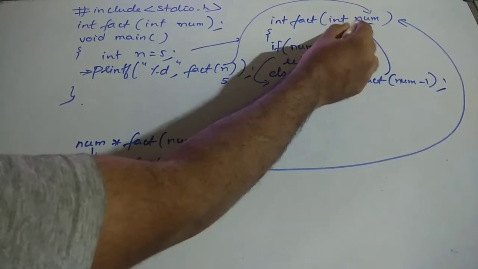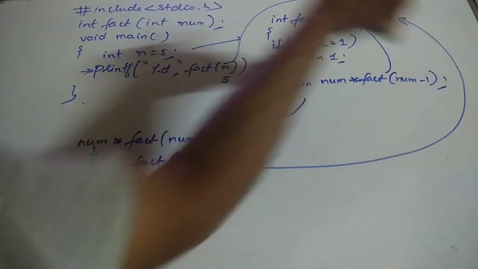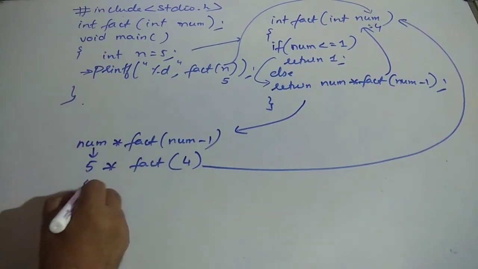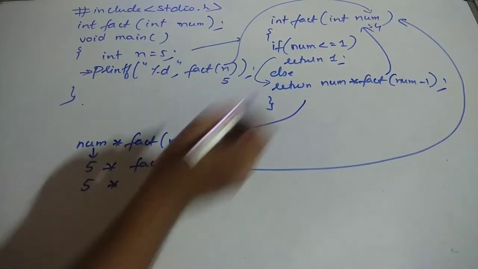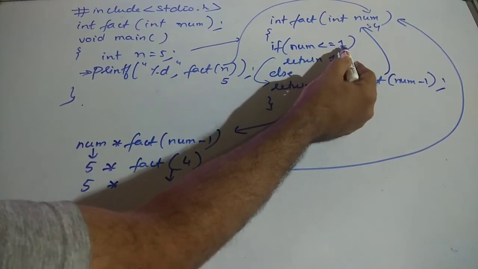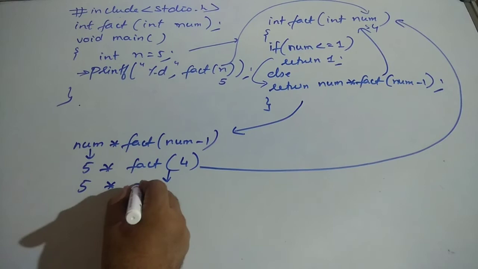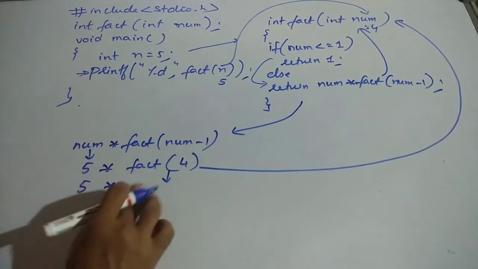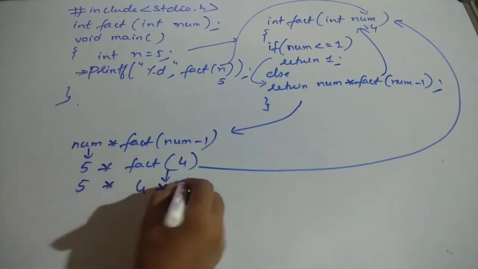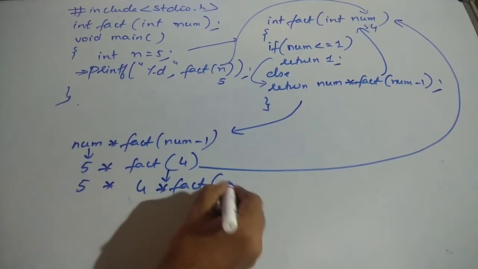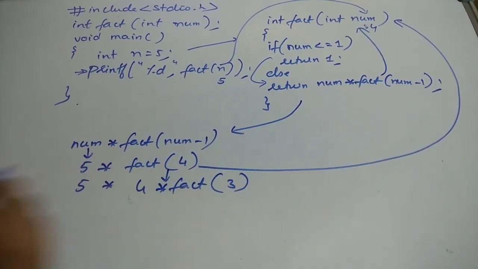So what is the new value for number? Now it is 4. Is it clear to you? So come here: 5 into fact of 4. Number is 4. Is 4 less than or equal to 1? Condition is false. Go for the return statement, that is the else part. Return 5. What is number now? It is 4. 4 into fact of 4 minus 1, that is 3. Is it clear?